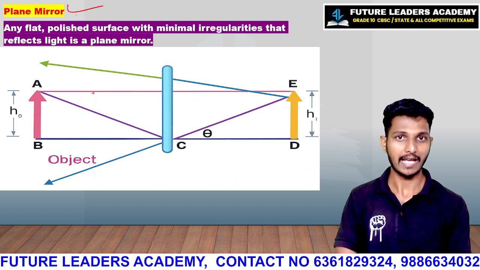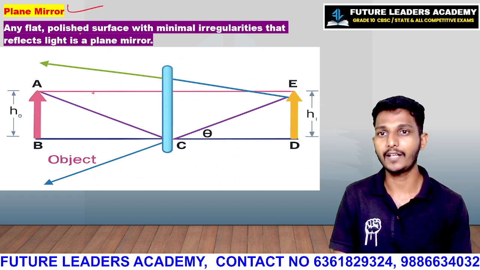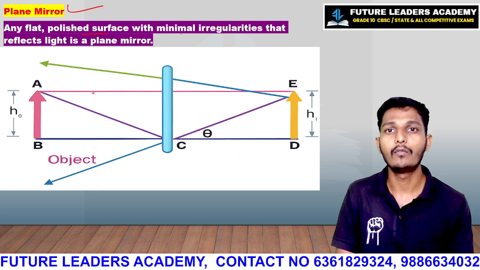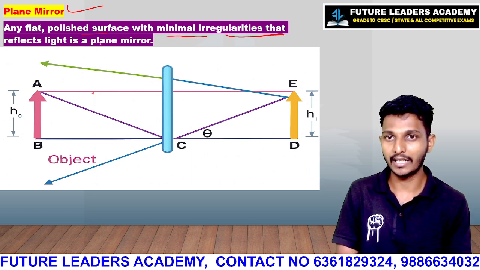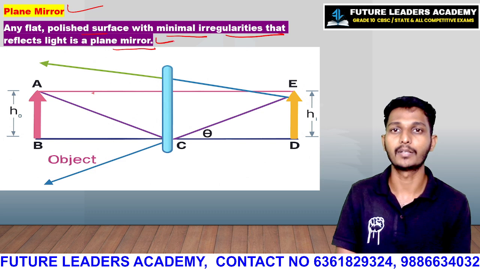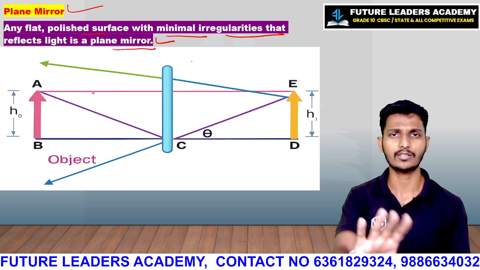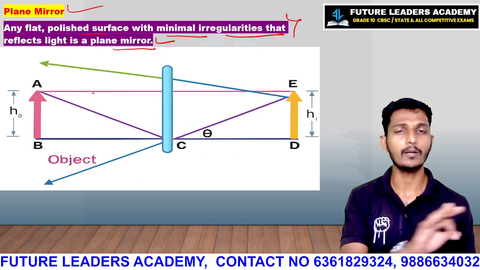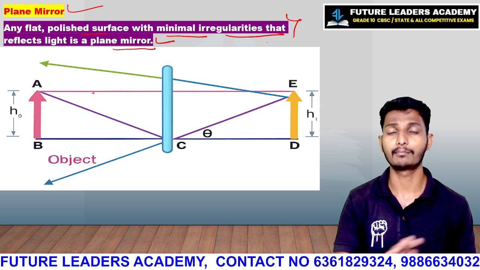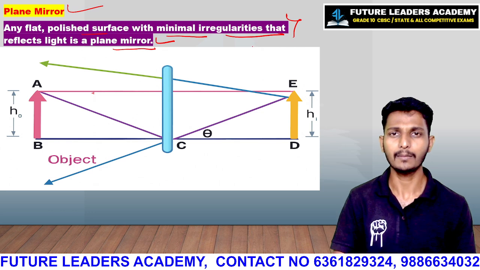How is the plane mirror framed? Any flat polished surface with minimal irregularities that reflects the light ray is a plane mirror. What is a plane mirror? A question may be asked, so you can remember. Okay, there should not be any irregularities. Minimal means there shouldn't be any. Totally it is plane. It must be a plane.